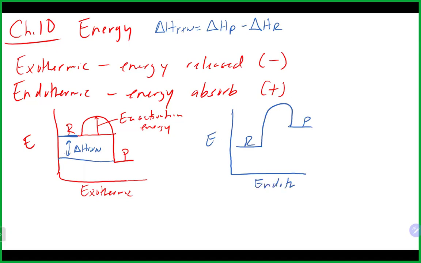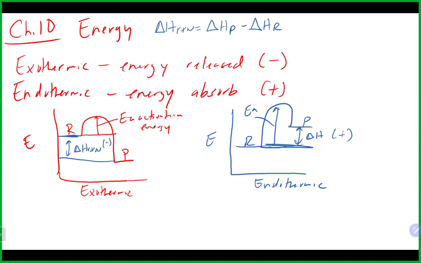And this would be an endothermic reaction, as our reactants are lower in energy than our products, so energy has to be put in there. Once again, this is our activation energy here. And the difference in the energy of our reactants to our products is our delta H, which will be a positive value in this particular case. Any questions on that there?